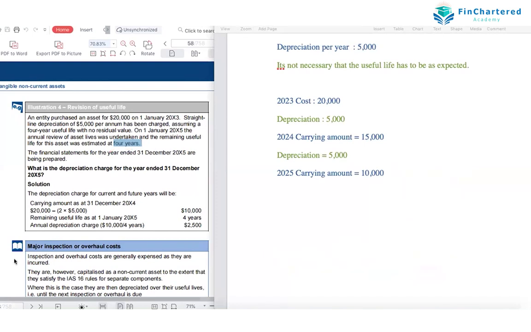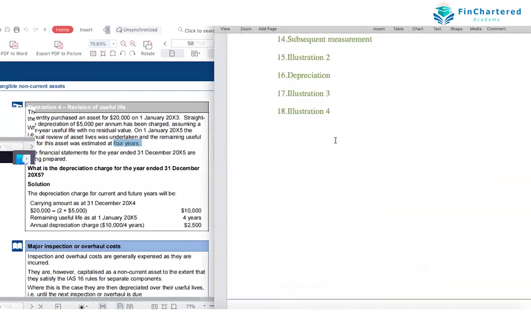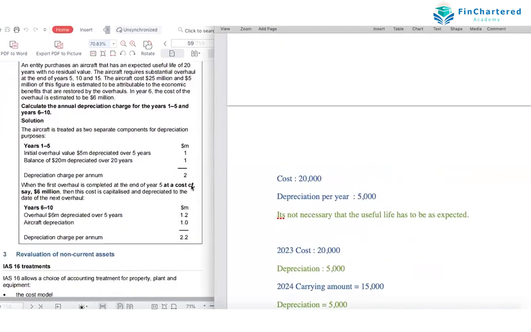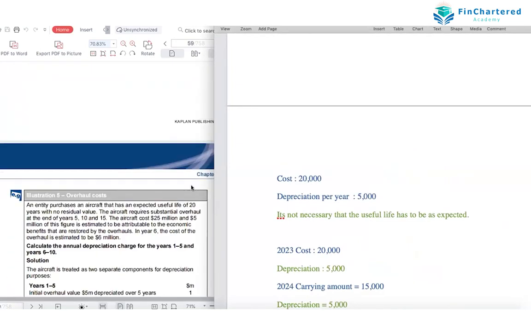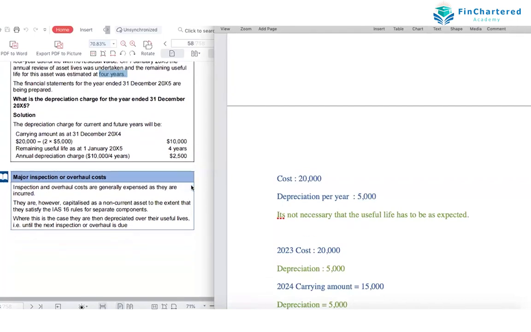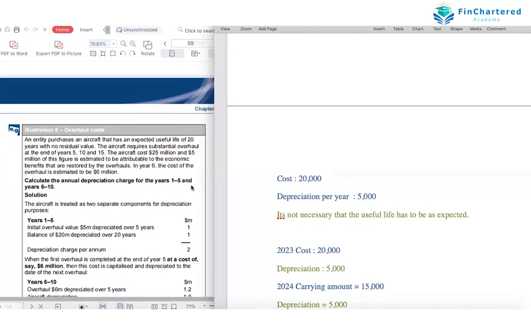We've also done illustration 4 from the textbook. Now, the next one we're going to look at is overhaul costs. Major inspection and overhaul costs. Right? Now, this is a very simple concept, very basic concept.